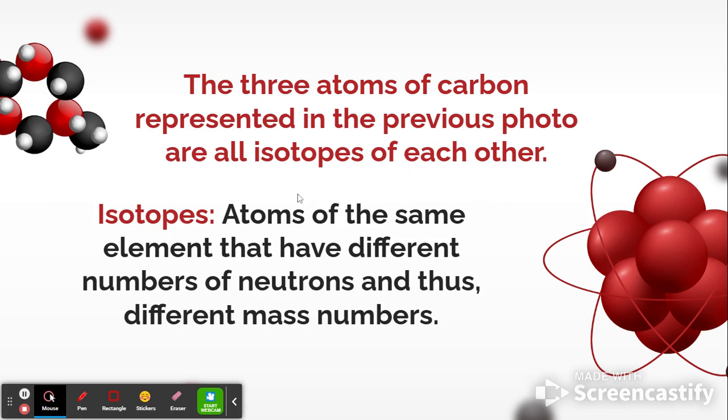Based on this rubric, we can define an isotope as two atoms that have the same number of protons but a different number of neutrons. And subsequently, as we know, neutrons have an atomic mass of 1 AMU. So if the number of neutrons differs between two atoms, the mass numbers of each of those atoms will be distinct of one another.